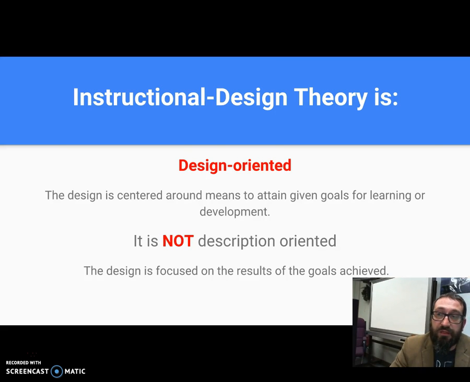Instructional design theory is design-oriented. This means that the design is centered around the means to attain given goals of learning or development. It is not description-based. This means the design is focused on the results of the goals achieved. Being design-oriented makes this theory more useful to educators because it provides guidance on how to achieve their goals.